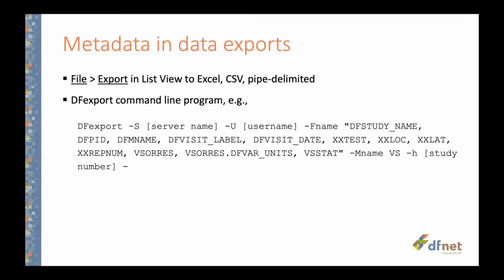You can obviously export the data directly from list view to Excel, to CSV, or pipe-delimited formats. And you can also export data using the DFexplore command line program. Referencing the user-defined properties as well as the built-in properties in the same way that you see them shown in the field selection dialog will give you the same result from the command line if you want to automate your exports.